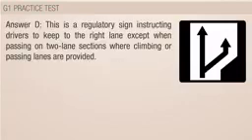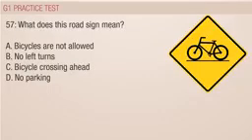Answer D. This is a regulatory sign instructing drivers to keep to the right lane except when passing on two-lane sections where climbing or passing lanes are provided. Question 57. What does this road sign mean? A. Bicycles are not allowed. B. No left turns. C. Bicycle crossing ahead. D. No parking.